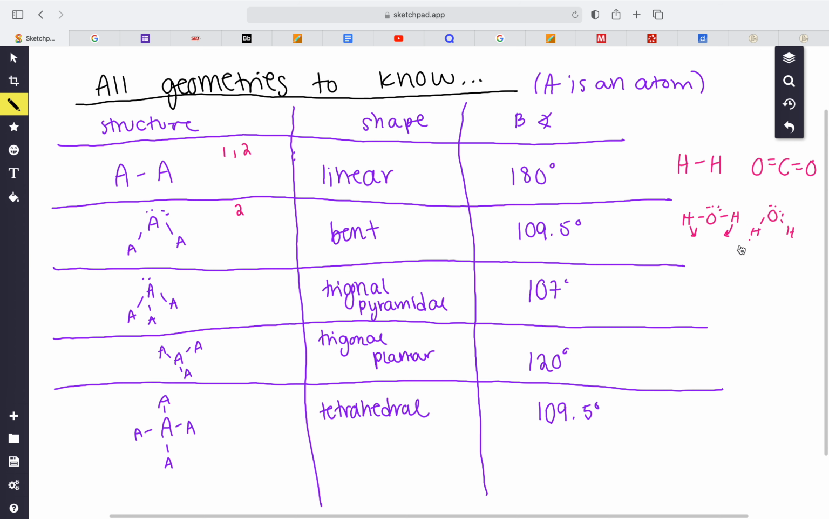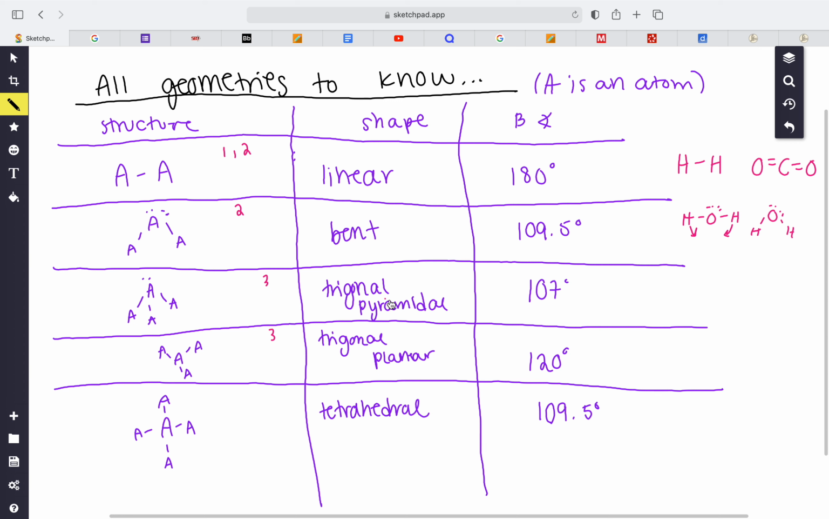There's 2 lone pairs, right? So again, one or two is always going to be linear or bent. If it has 3, it's going to be either trigonal pyramidal or trigonal planar. If it's 3 atoms attached to it with no lone pair electrons, it's just going to be trigonal planar, right? Nothing's going to be bending. It's going to just stay in a plane, and it's going to be chilling there, right?